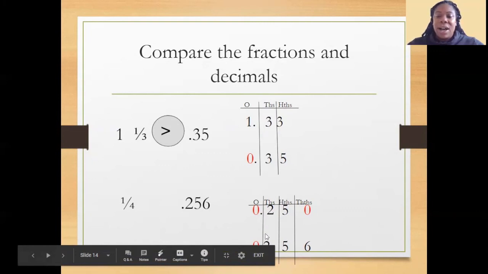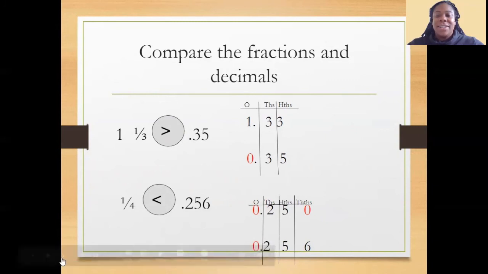I look at each column to see what number is bigger. The tenths column has two numbers that are the same. The hundredths column, two numbers that are the same. And in the thousandths column, I notice that the 6 is bigger than 0. So my answer will be 1/4 is less than 256 thousandths. How did you do?